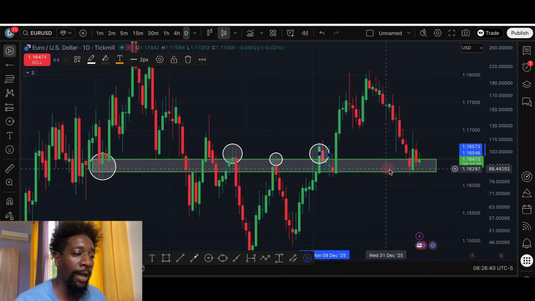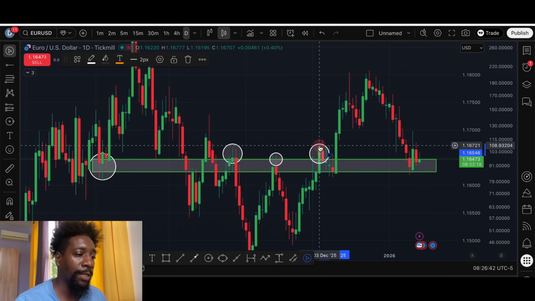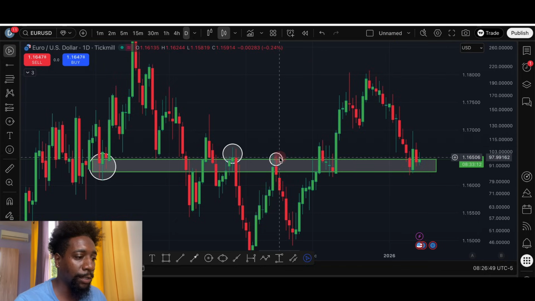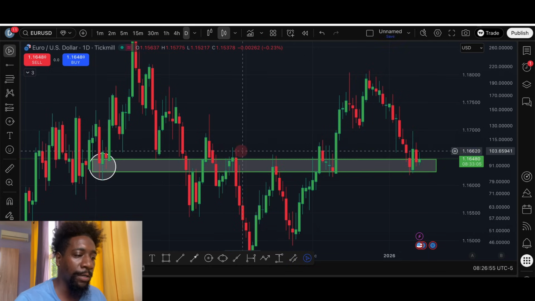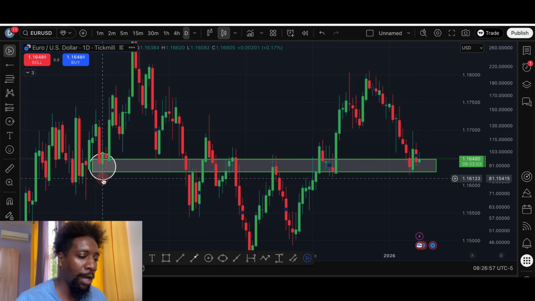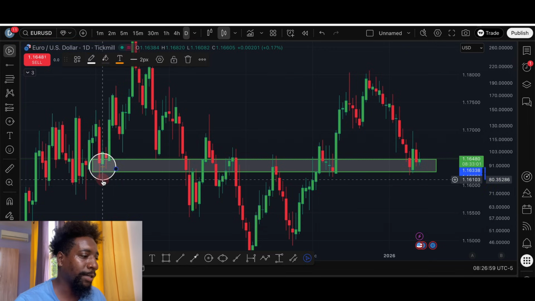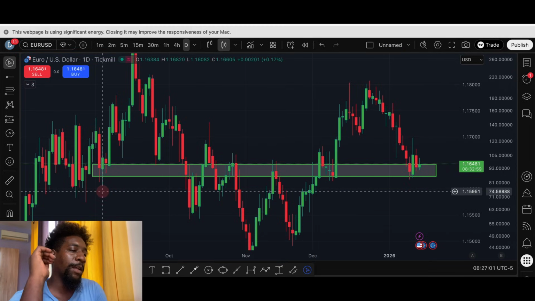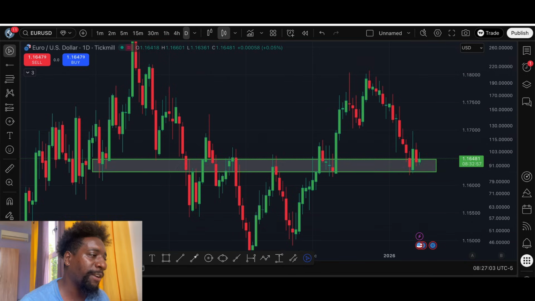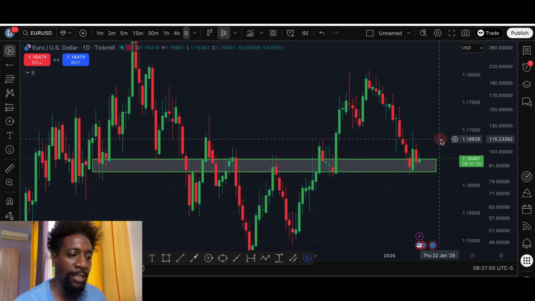This is how I determine the levels where I will look for entries and where I will look to put my stop loss or take profit. Like I say, this is on a daily chart. Of course, I do a top-down analysis, meaning that I will go on a higher time frame first and mark out these levels, right?